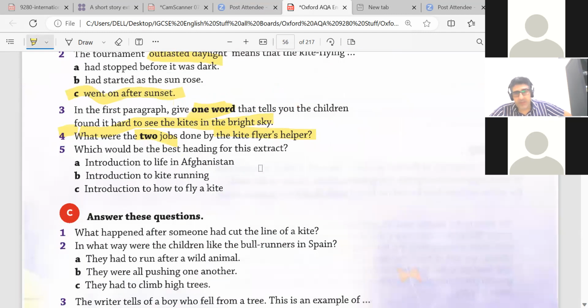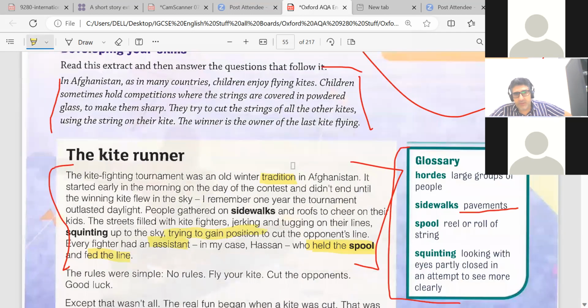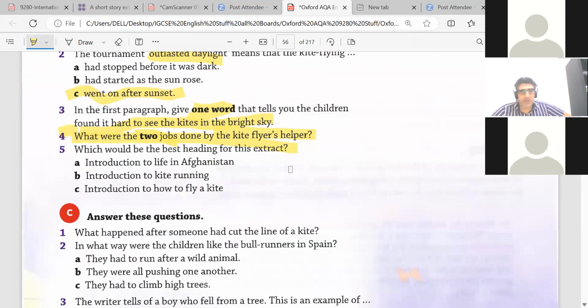The last question, this is the last part in our lesson tonight. Which would be the best heading for this extract? The best heading. Okay, based on your understanding, what is the best heading for this? Choose. Introduction to life in Afghanistan, or introduction to a full description about the city? So I think A. Did you know any information about Afghanistan?